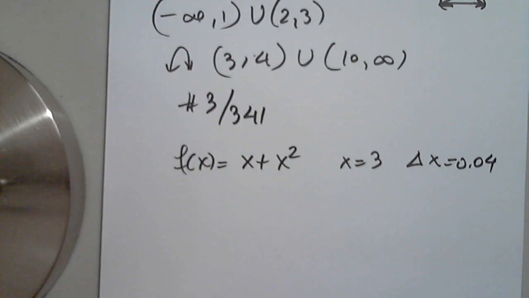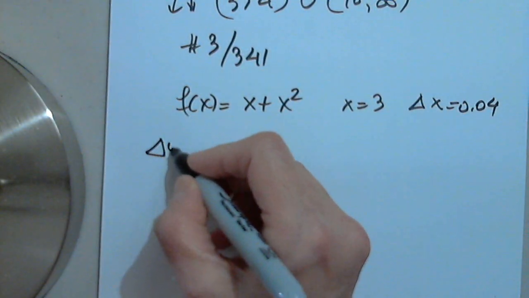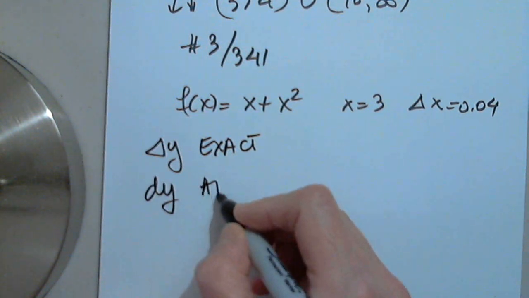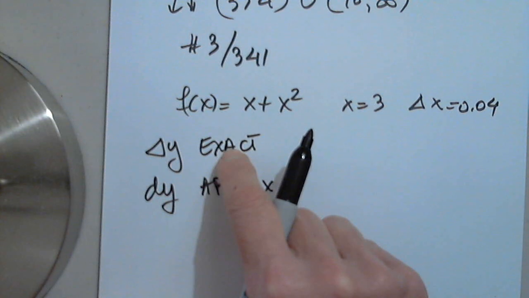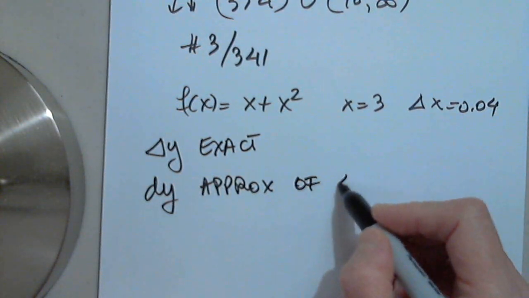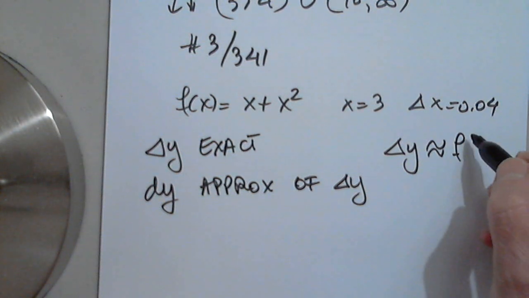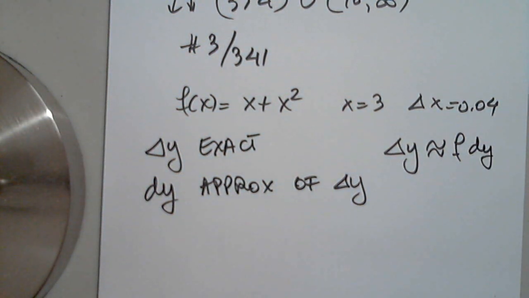Awesome. Okay. So here there are 2 concepts. Delta y is exact. dy is an approximation of the delta y. So delta y is approximately, I meant to write dy. Let me erase that. Then I'll write the formula in a second.